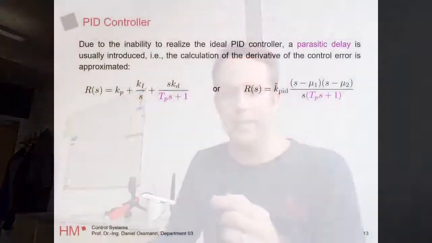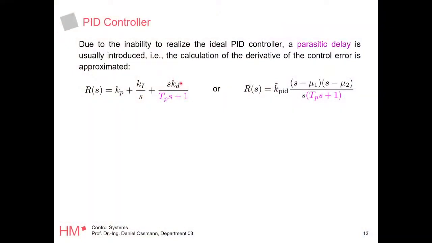But I told you, instead of a pure D system, you can use a DT1, right? You can simply lag this system a little bit, right? And this now, instead of a pure D system, we must use a DT1 system, right? This is what it is.